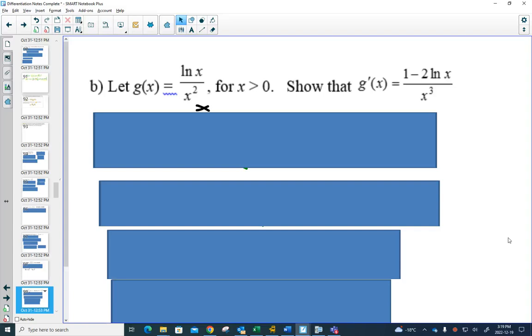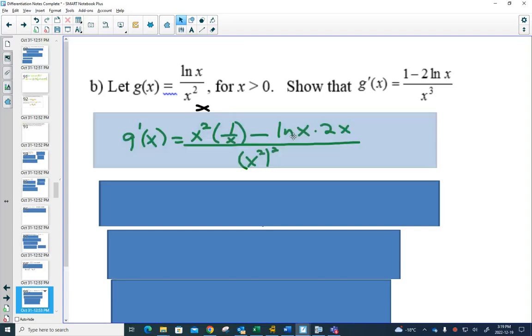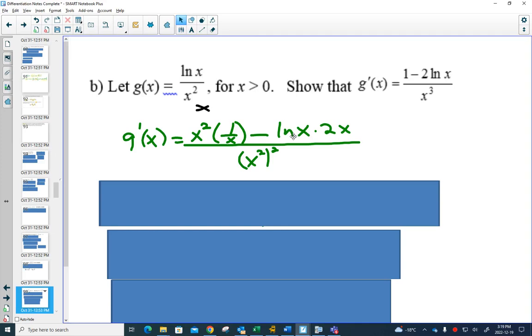So what could you do to start with? Well, you could do your quotient rule. So keep the bottom the same, derivative of the top, minus keep the top the same, derivative of the bottom, over the bottom squared. And now that you've got your derivative, you just need to manipulate it until it looks like this.